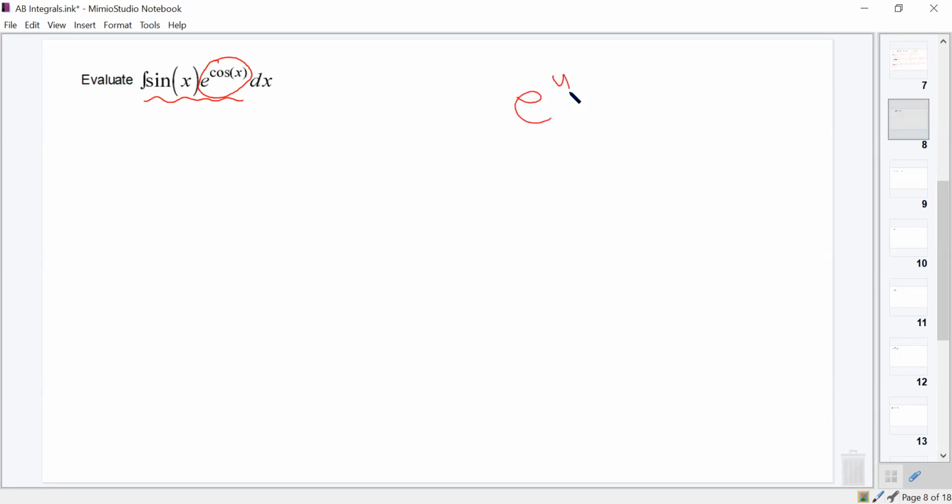If I just had e to the u, could I integrate e to the u? Yeah, I should be able to integrate that. So let's just substitute out the cosine x part, which would give us an integral of sine x times e to the u dx. And what's the problem with this integral at this point? It's e to the u, but it's asking for dx.